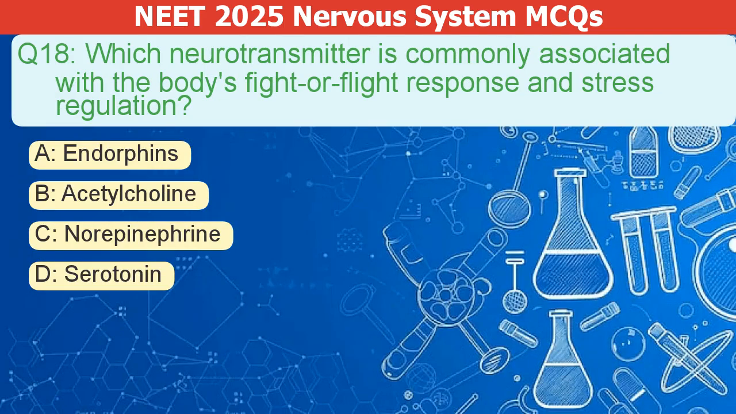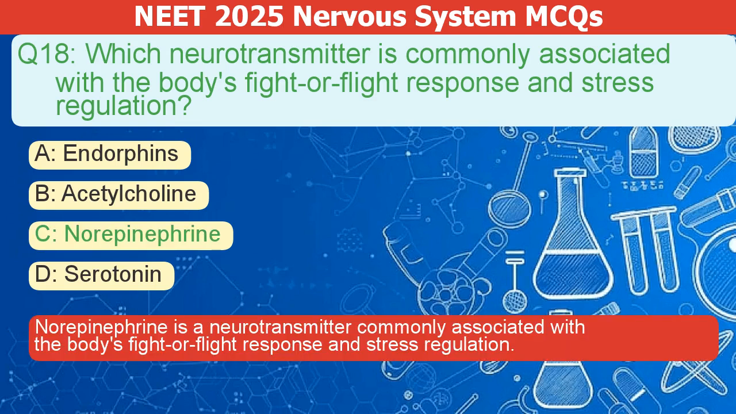Which neurotransmitter is commonly associated with the body's fight or flight response and stress regulation? A. Endorphins. B. Acetylcholine. C. Norepinephrine. D. Serotonin. The correct answer is C. Norepinephrine is a neurotransmitter commonly associated with the body's fight or flight response and stress regulation.